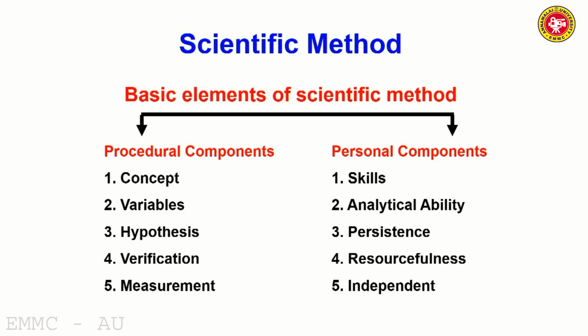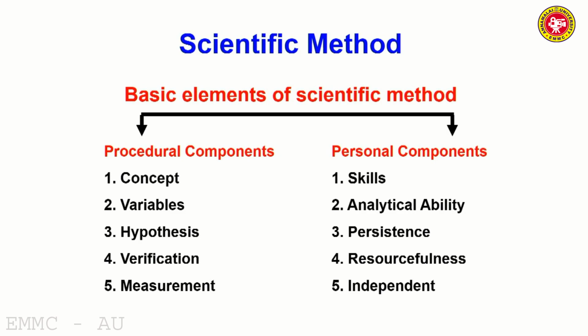Then hypothesis. We already discussed what is hypothesis. Hypothesis is a tentative conclusion. In science we have to prove 100%, but in social science it is not possible. That is why after selecting the problem we have to formulate the hypothesis. At the end of the result we have to test the hypothesis whether it is proved or not. Then next one, verification. Verification is very, very important.